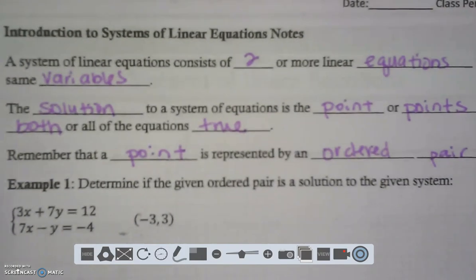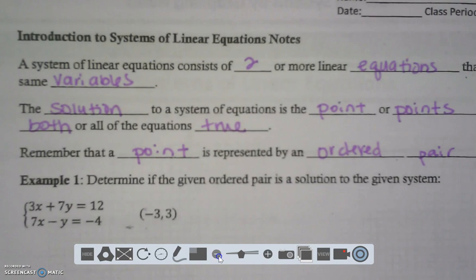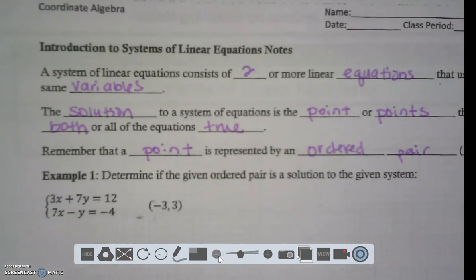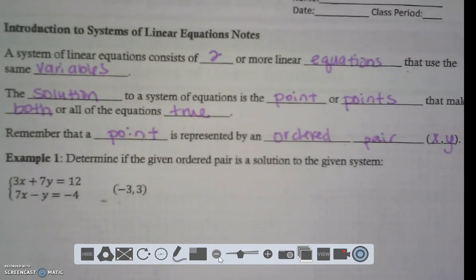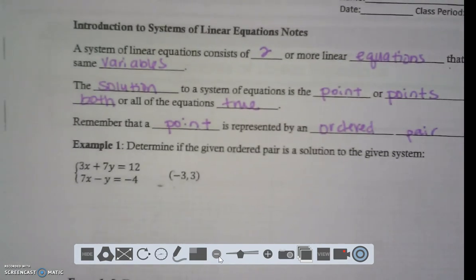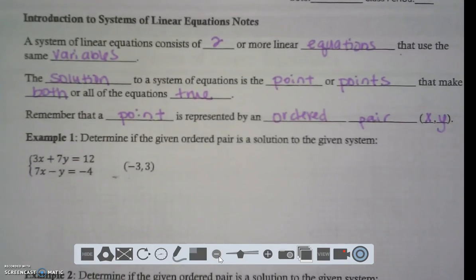And I am sorry, let me zoom out so you can see all of those. I didn't realize I was writing off the page for y'all. Adjust myself while y'all catch up on some notes. Okay, so we want to talk about this part up here. The solution to a system of equations is the point or points that make both or all of the equations true. Well, we're going to test that out by substituting in some of these points.